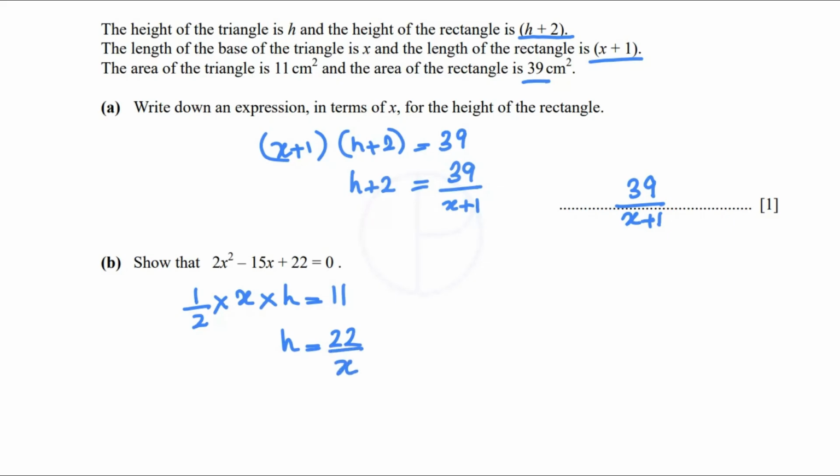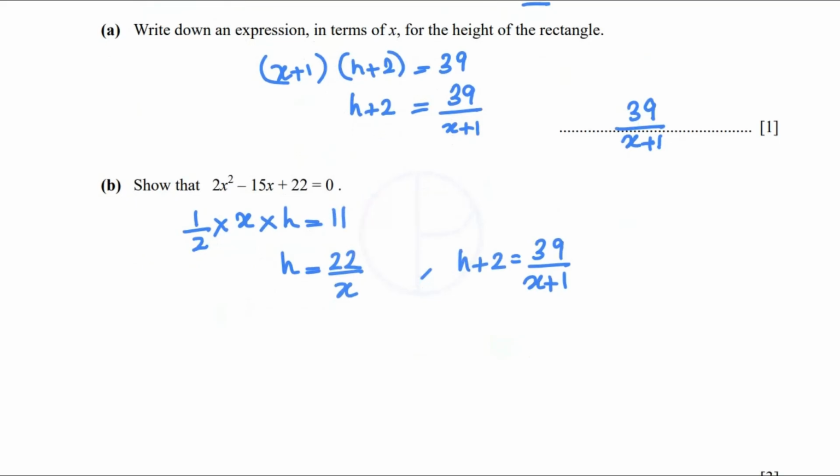Okay. So for the triangle, the height h is 22 over x, and for the rectangle, the height h plus 2 is 39 divided by x plus 1. Okay. Let's substitute h in this. So we get 22 divided by x plus 2 is equal to 39 divided by x plus 1.